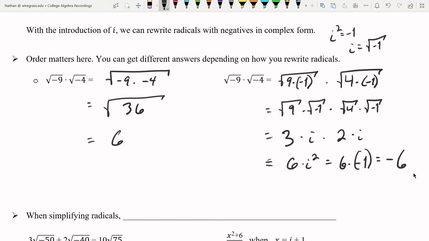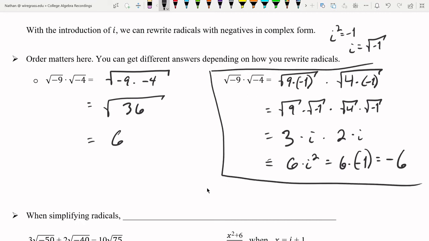So we get both positive 6 and negative 6 when we do it two different ways. They should be the same answer, but they're not. So one of them has to be correct, and the correct method is the second one. Whenever you're simplifying radicals, take out the negative first.